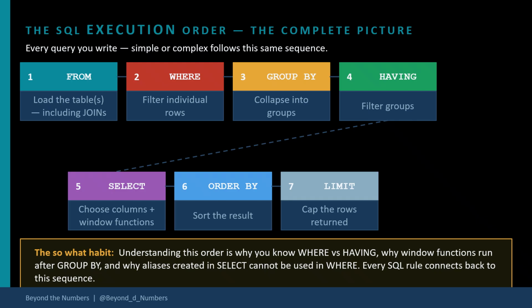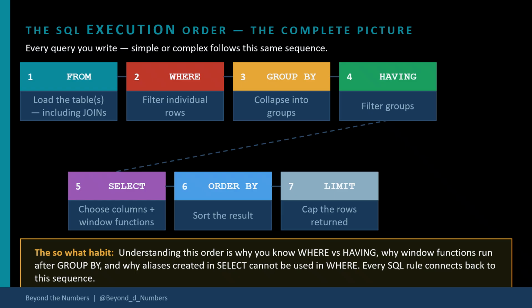I want to spend this slide on the full SQL execution order because it ties everything together. From loads the tables, including all joins. Where filters individual rows. Group by collapses into groups. Having filters those groups. Select chooses the columns, and this is where window functions run. Order by sorts the results, and limit caps the rows returned. The sequence is why all the rules in this series exist.